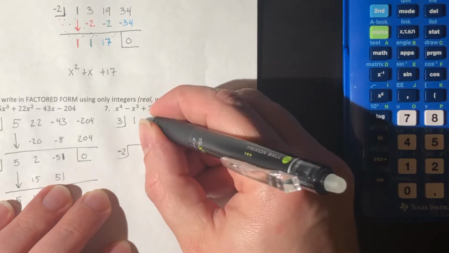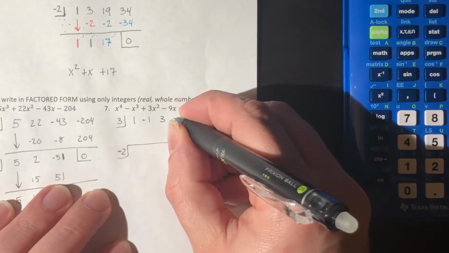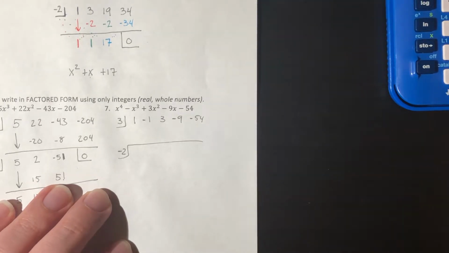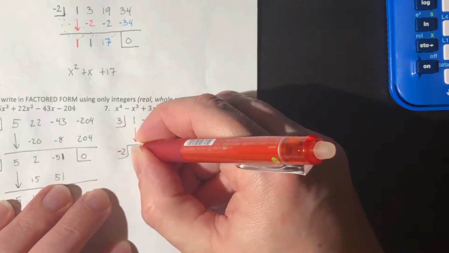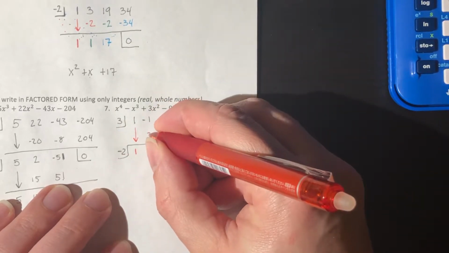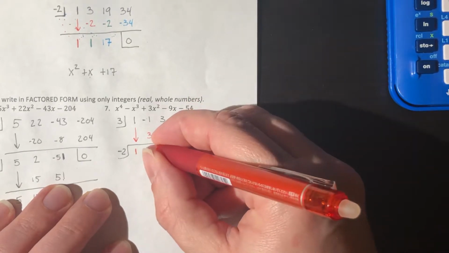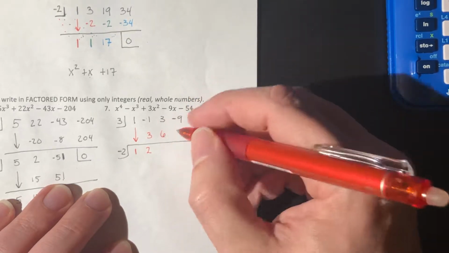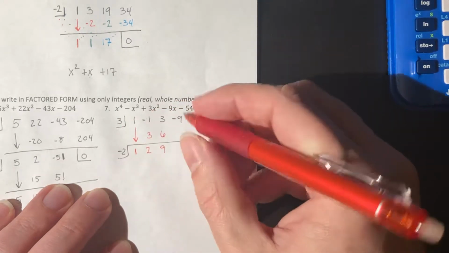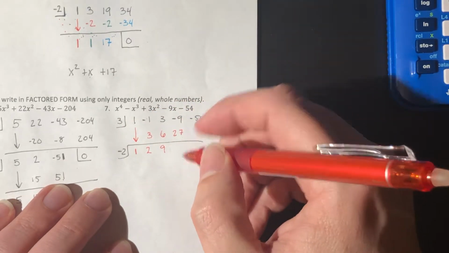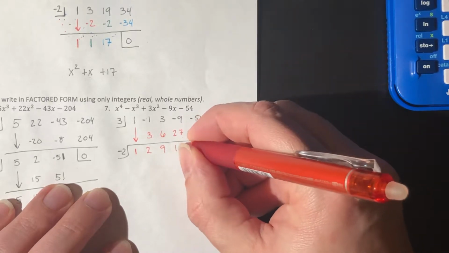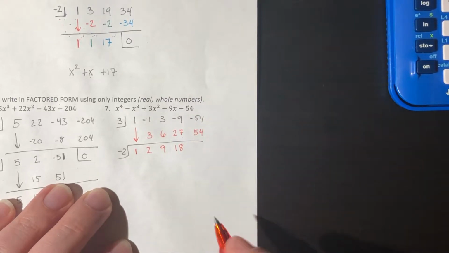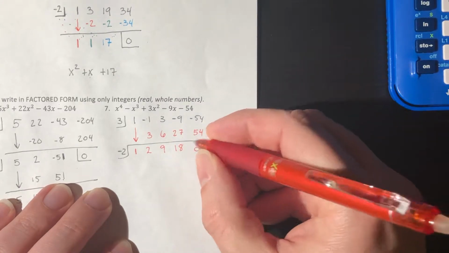So I'm going to have 1, -1, 3, -9, -54. So this 1 just drops right down. 3 times 1 is 3. -1 plus 3 is 2. 3 times 2 is 6. 3 plus 6 is 9. 3 times 9 is 27. -9 plus 27 is 18. 3 times 18 is 54. -54 plus 54 is 0.